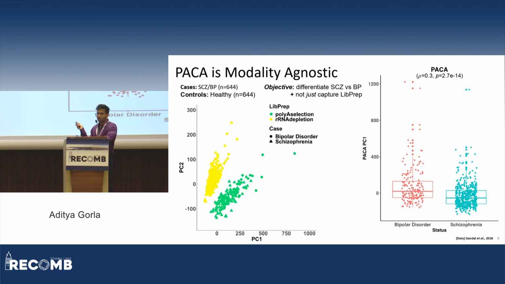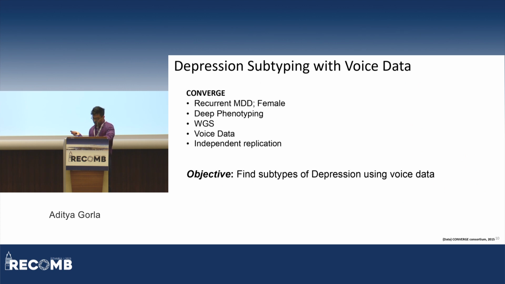And we think this is a key advantage that PACA provides, because it's a general framework for subtyping, not just for one data set. So finally, we can go ahead and apply PACA to some real data where we don't actually know if there are subtypes, and if they do exist, what they might be.